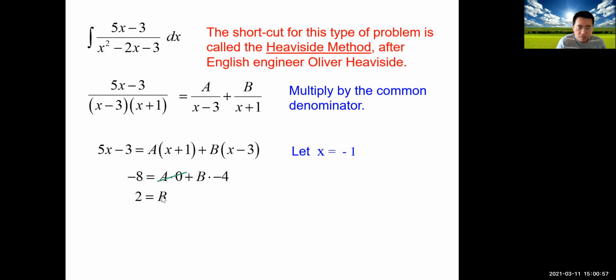And then do it again with a different value of x. How about 3? When you plug 3 in, 3 minus 3 is 0. That's 0 times b. And 3 plus 1 is 4. And then don't forget the left hand side. 3 times 5 is 15 minus 3 is 12. So that b term is gone, and then you have 12 equals a times 4. What is a? 3. You see we got the same values. a is 3, b is 2. It's just a different method. They call it the Heaviside method. So it's up to you which way you want to go.